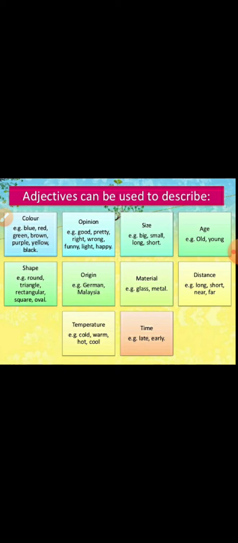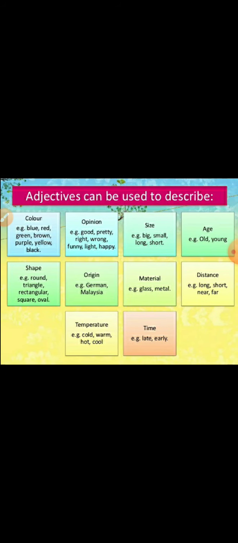Or if you have to express your opinion, she is a pretty lady. Or anything you want to talk about. Origin. कोई चीज़ कहाँ से belong करती है? German, Malaysia. If you have to use it in a sentence, I can say, he drives a big expensive German car. Car is our noun, but इस car के related हमें और ज़्यादा information कौन देता है? German, ठीक है? Yeah, I like French perfumes. It is quite hot today. Why are you so late? So all these words, and apart from these words, we have other words as well, which are used to describe a noun or a pronoun, and they are called adjectives.